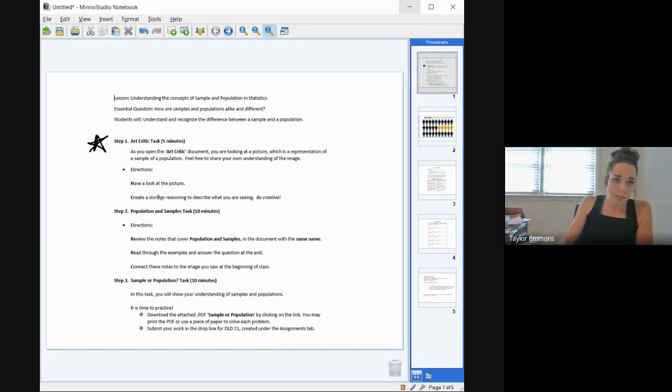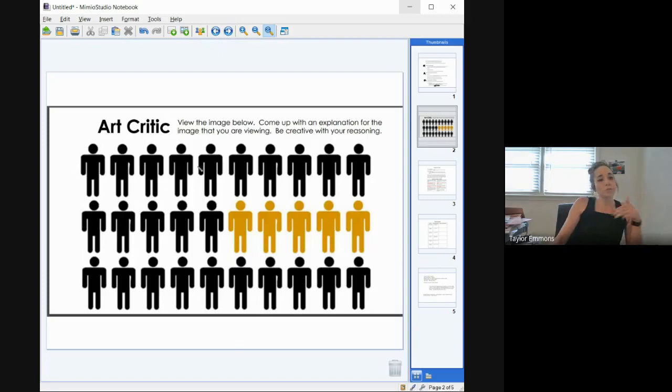You didn't have to turn this in or anything. You just had to think about it. And then step 2 was to read over the notes. And then step 3, I did want you to turn this in. Yes, I know the answer key was posted, but just make sure that you submit that into the Dropbox. Okay. So make sure you take care of that. So this was the first thing.